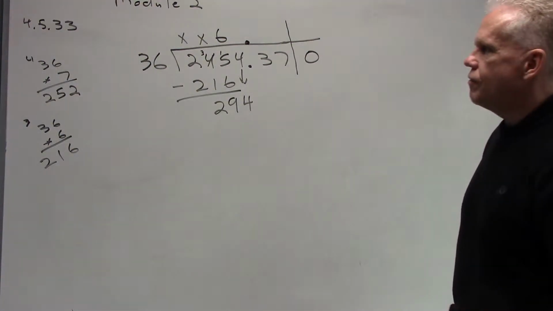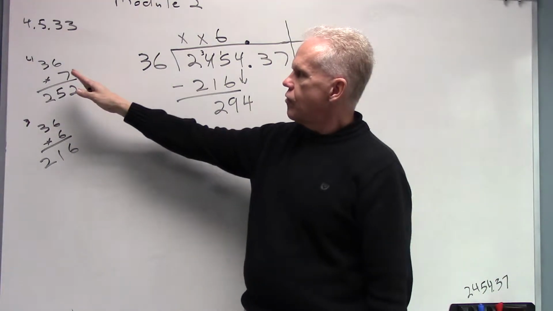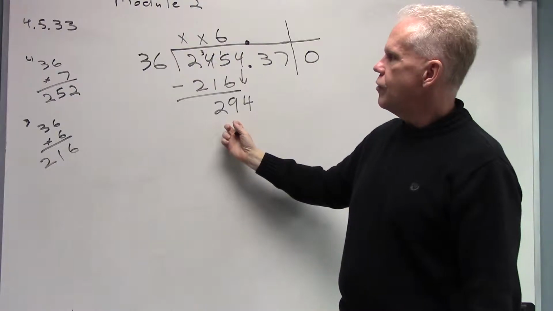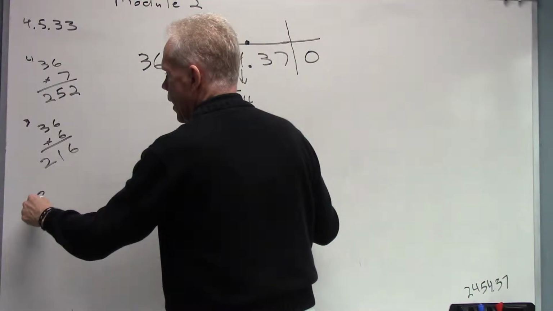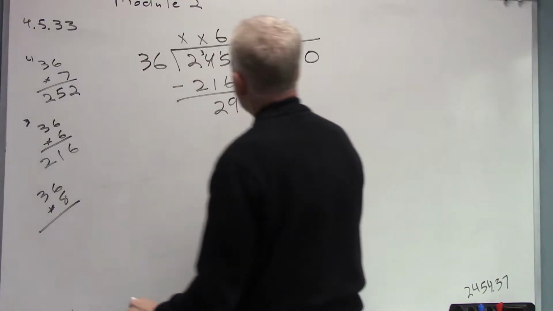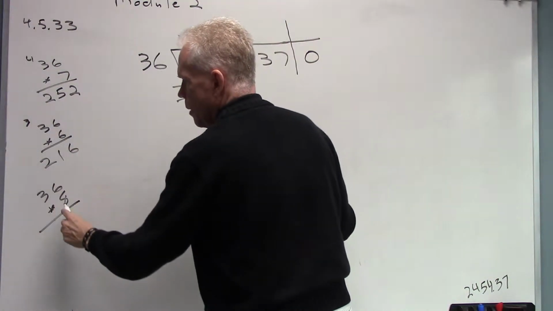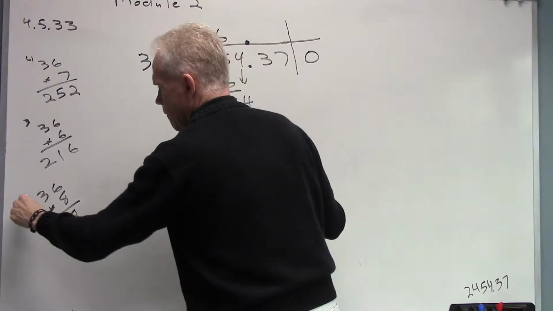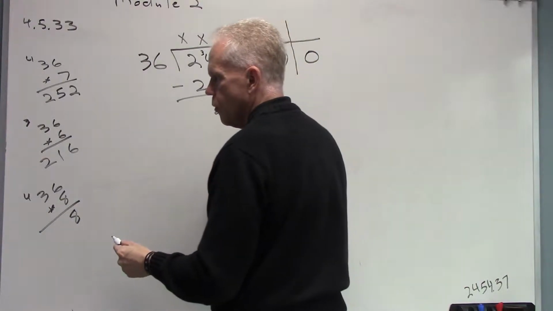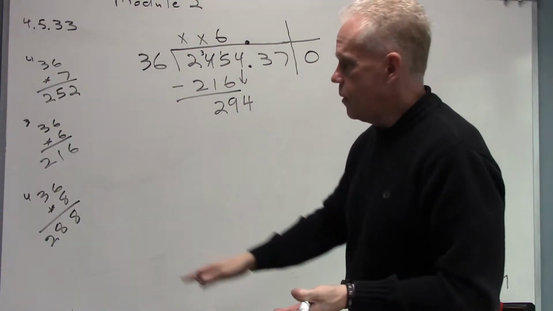So I got 294. All right, so I know from what I did before, 36 times 7 was 252. That's probably not close enough. I'm going to go ahead and do 36 times 8 to see how close I can get to that 294. 8 times 6 is 48. 8 times 3 is 24, plus 4 is 28. So 36 times 8 ends up being 288.